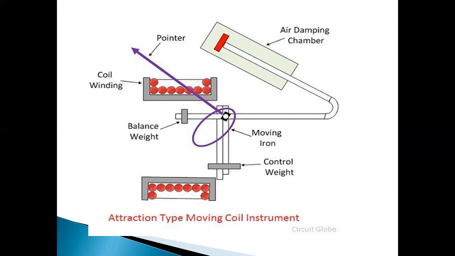The result is that the iron moves into the coil, causing the spindle and pointer to rotate above its calibrated scale. And this instrument is provided with a spring control as well as air friction damping.